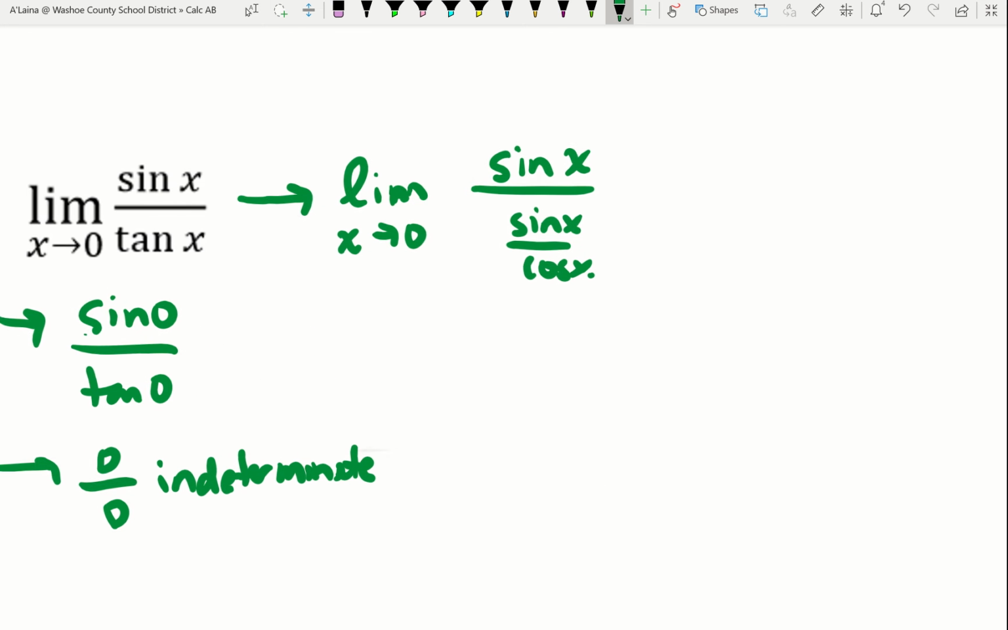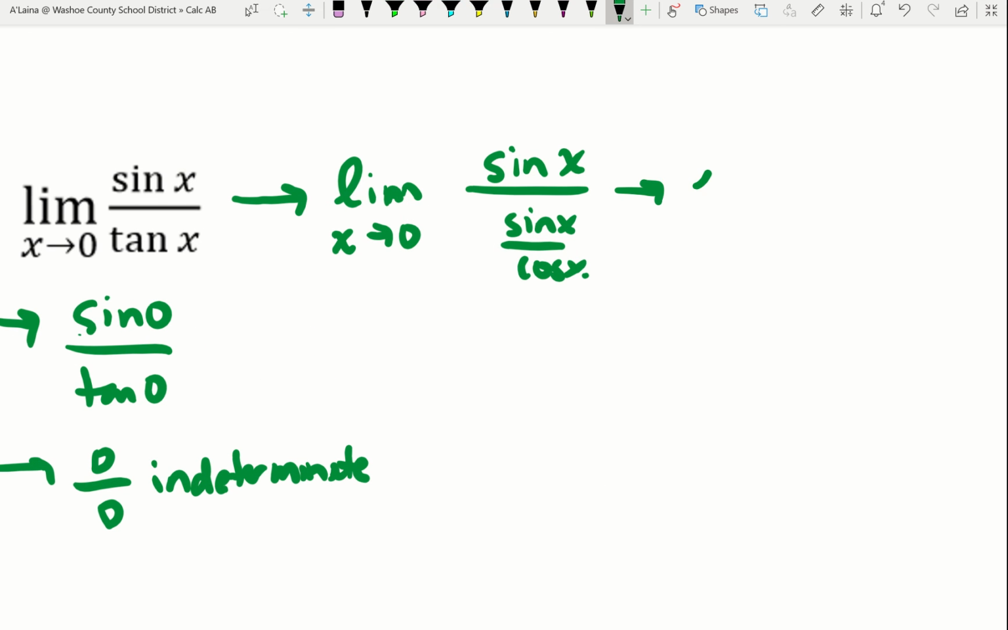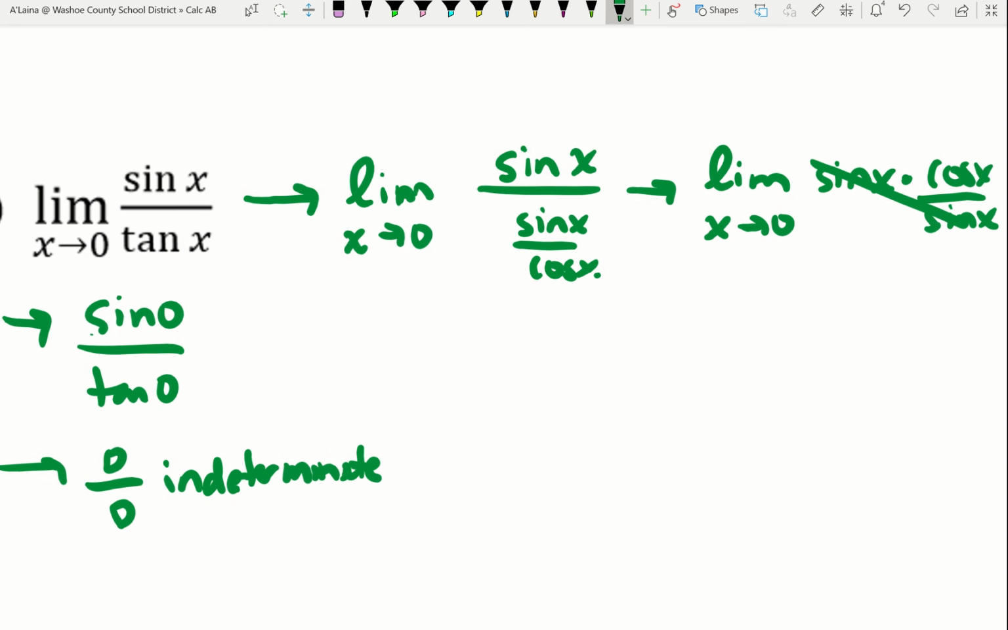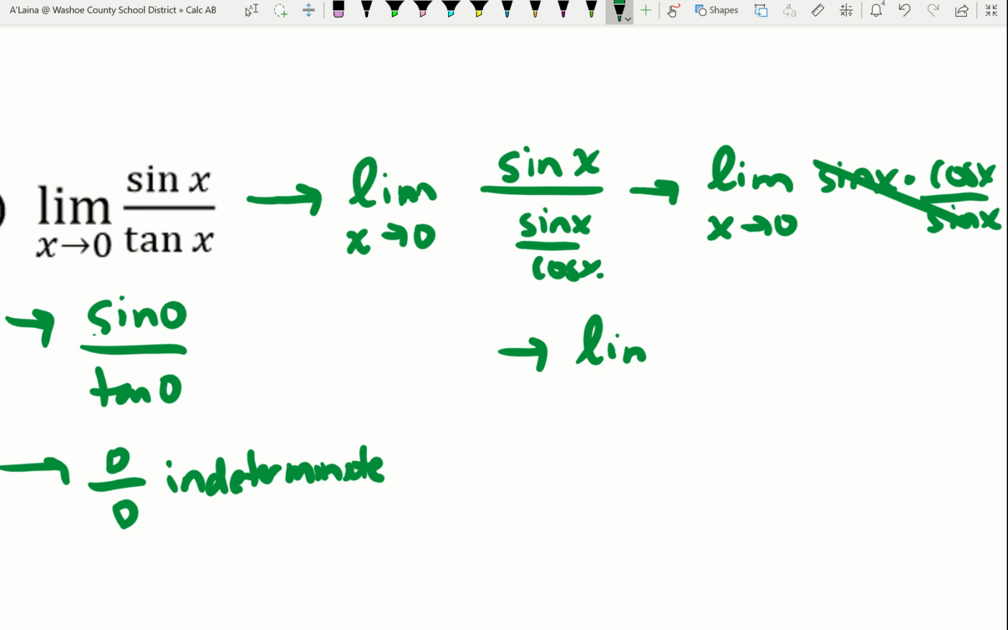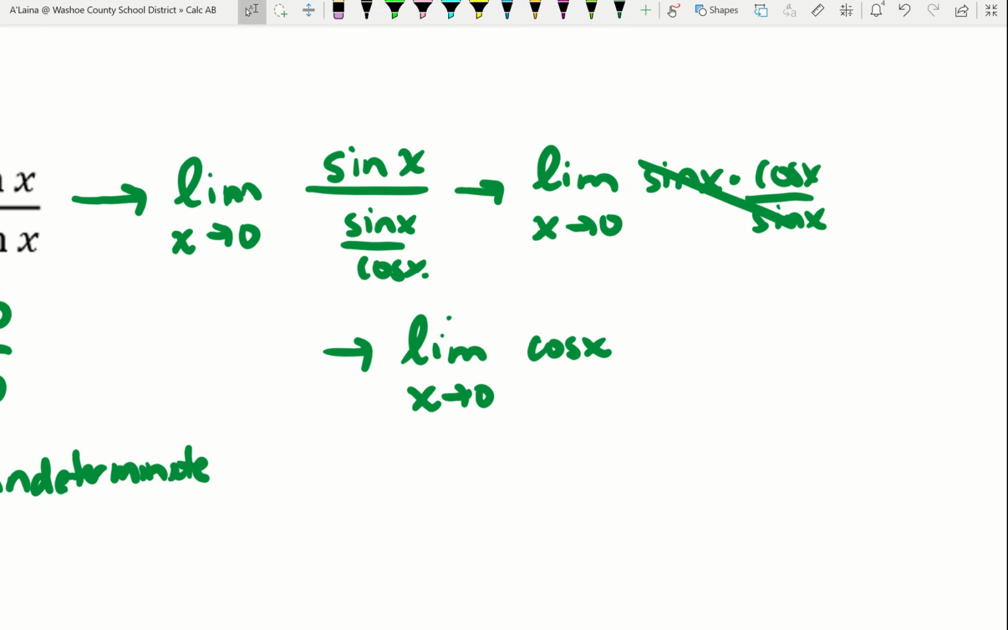And when you are dividing by a fraction, that's the same thing as multiplying by the reciprocal of that fraction. So really, this is x times the cosine of x divided by the sine of x. And I want to take the limit of that. But I can simplify this expression to an equivalent expression that's the limit as x approaches 0 of the cosine of x. And now I'm going to go ahead and use substitution.